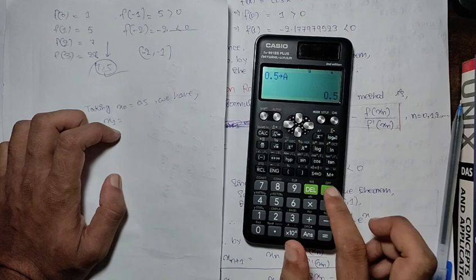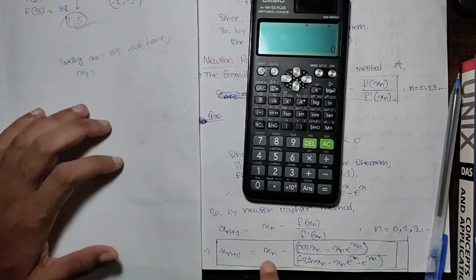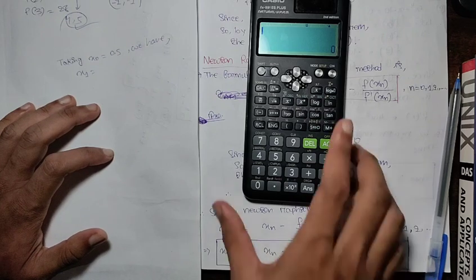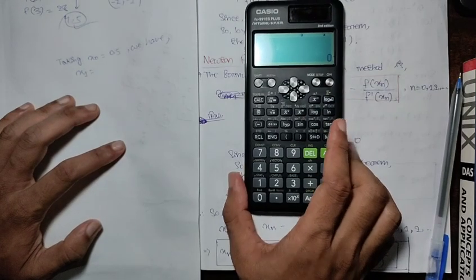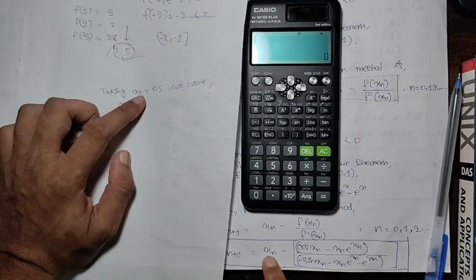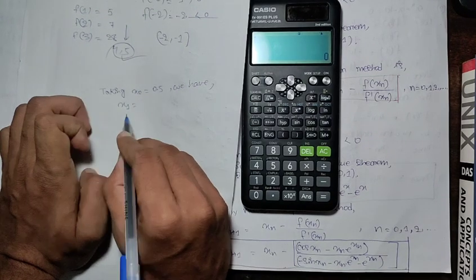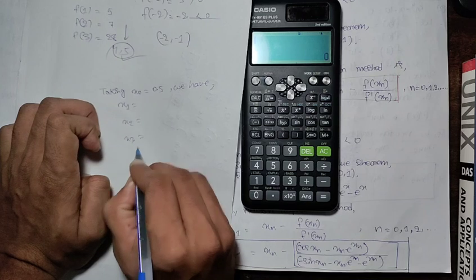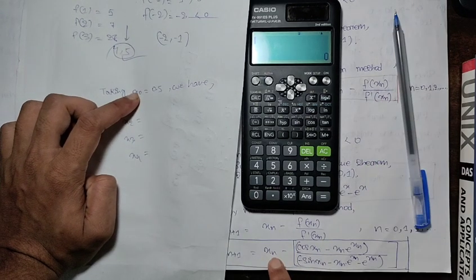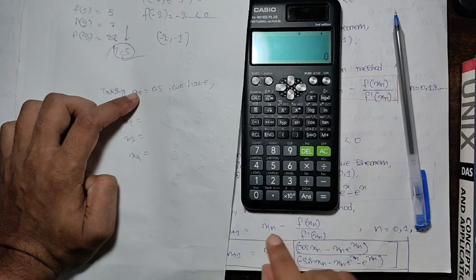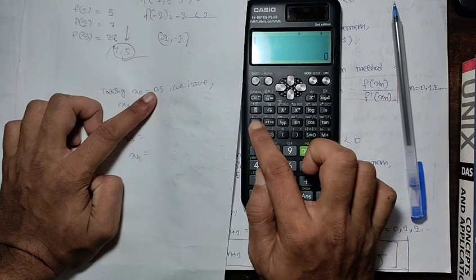Now Shift AC means all clear. Okay, got it? Now see here, our final equation is this one. For xn, I am telling you that n is 0, 1, 2, 3, 4 and so on. So in the case of xn, that means here is x0. In the previous step I stored the 0.5 value in a variable.